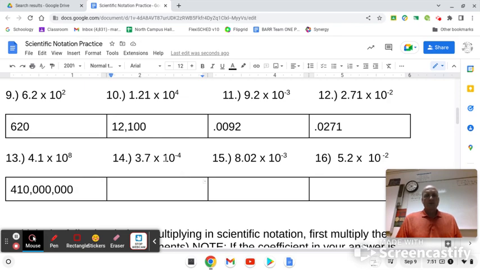All right, number 14, this is less than 1. It's a negative exponent. I have to move the decimal to the left 4 times. So 0.00037. Number 15, 3 times to the left, negative exponent, 1, 2, 3. It's going to be 0.00802. Number 16, 5.2, here negative exponent again, 2 to the left, 0.052.